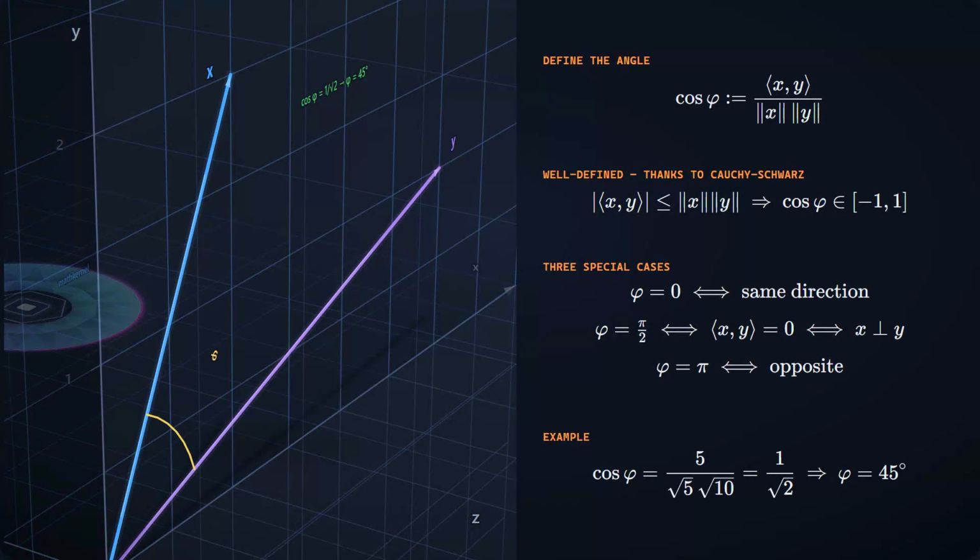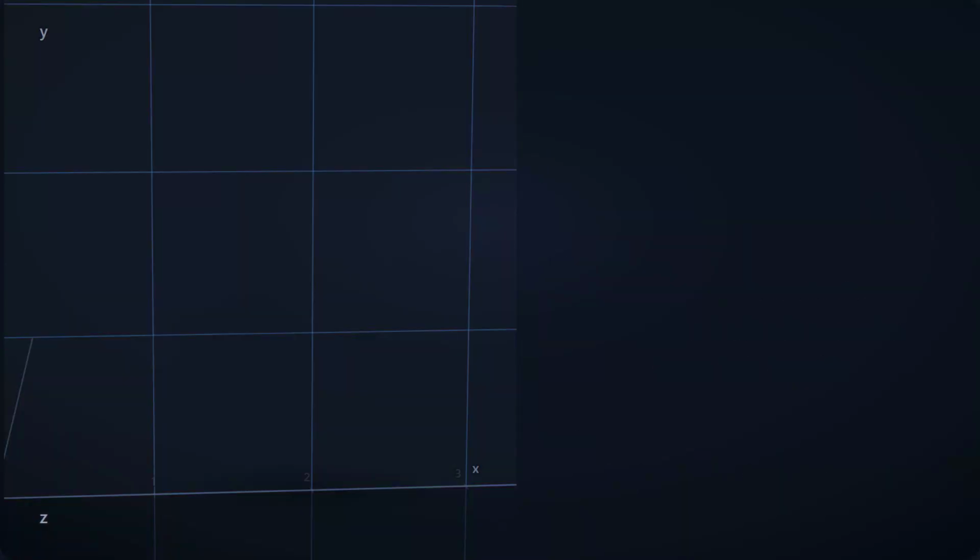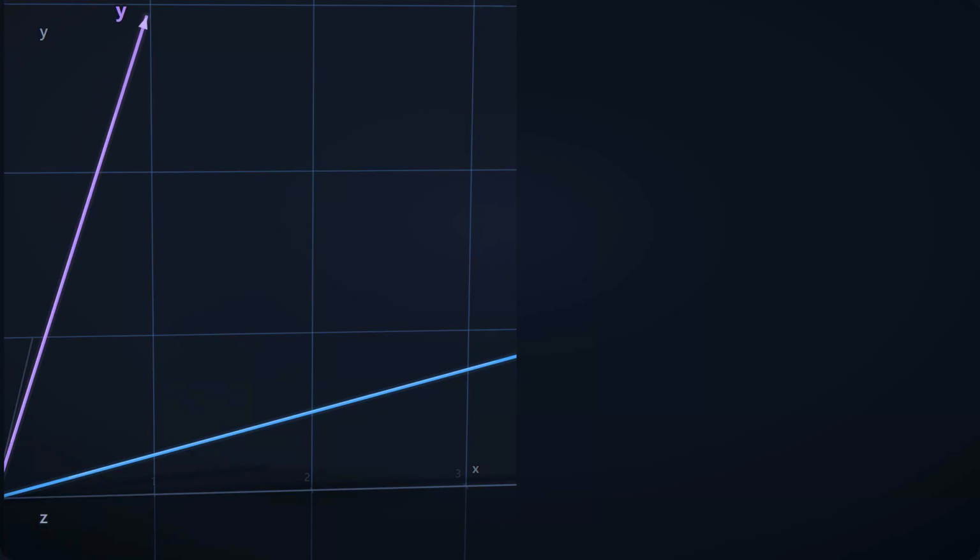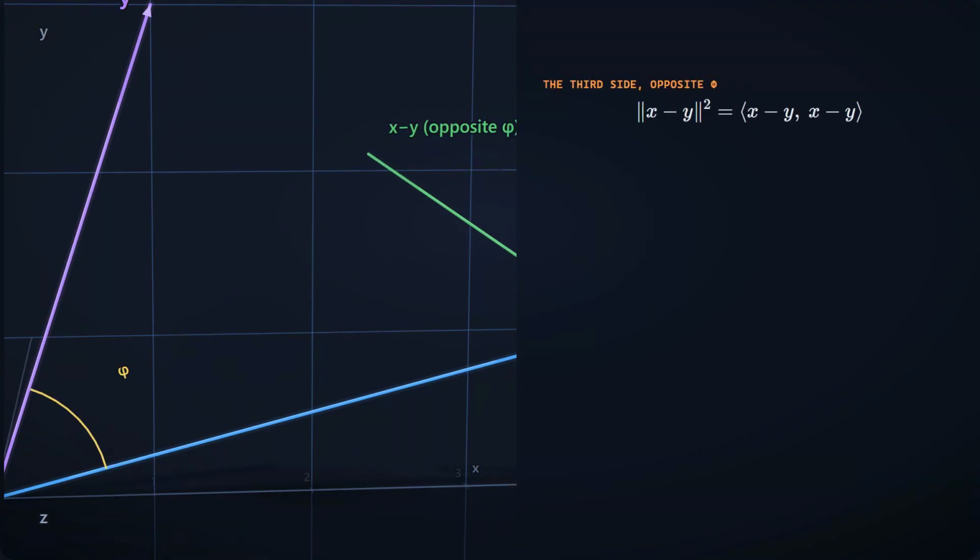The angle definition hands us the law of cosines almost for free, and not just in the flat plane, but in any space carrying a scalar product. The triangle on the board, two sides are x and y from the origin, and the third side, in green, joins their tips, that's x minus y, sitting opposite the angle.